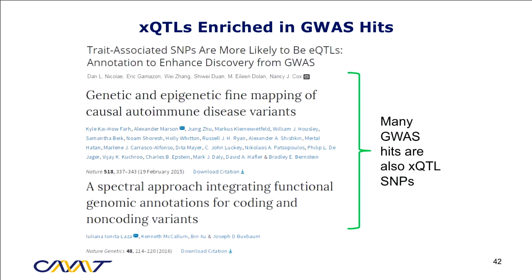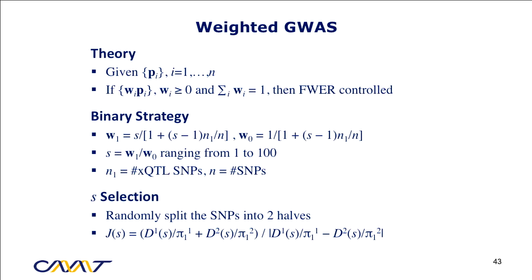All right, and then final thing is, what can we do with all these XQTLs? Well, one observation in the past is that many of the GWAS hits actually are XQTL SNPs. So the easy way would be to just restrict your GWAS analysis to the XQTL SNPs. Therefore, you can reduce the number of tests. But the problem is, what if the GWAS hits are not XQTLs, or we just did not have enough sample size to detect all the XQTLs?